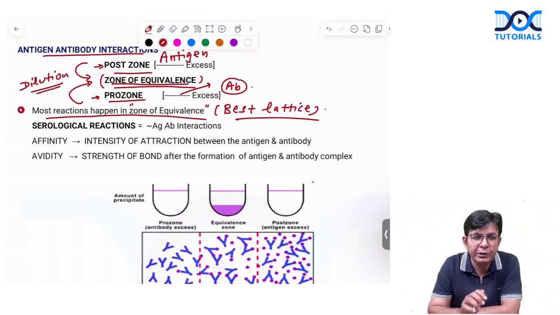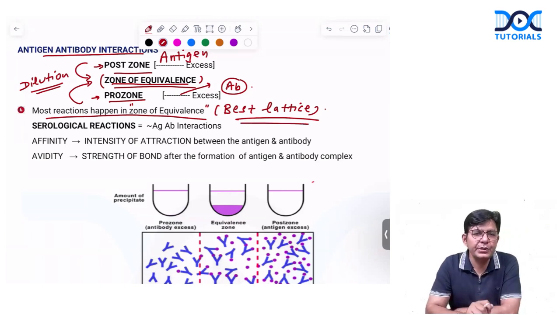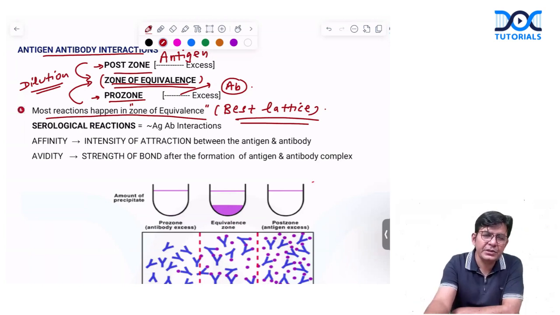And why do we want to bring them into the zone of equivalence? Why do we want to bring them into the zone of equivalence? Because the best lattice is produced in the zone of equivalence. Because reaction happens in which zone? That is in the zone of equivalence. Best lattice is produced in the zone of equivalence.